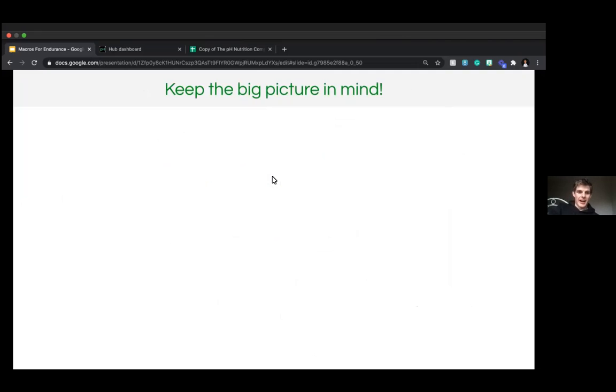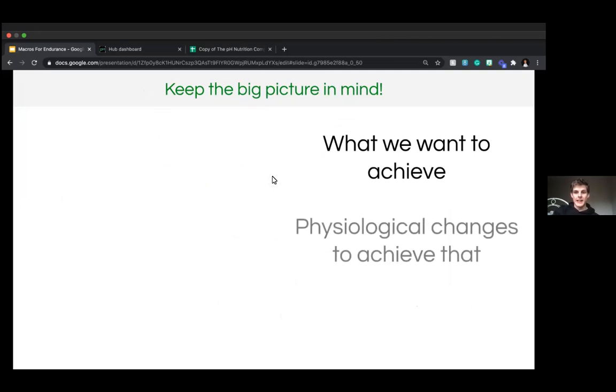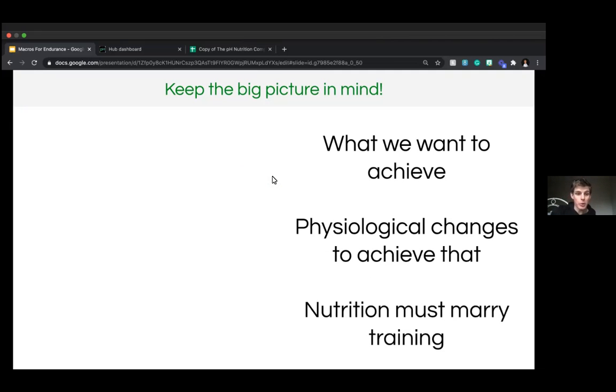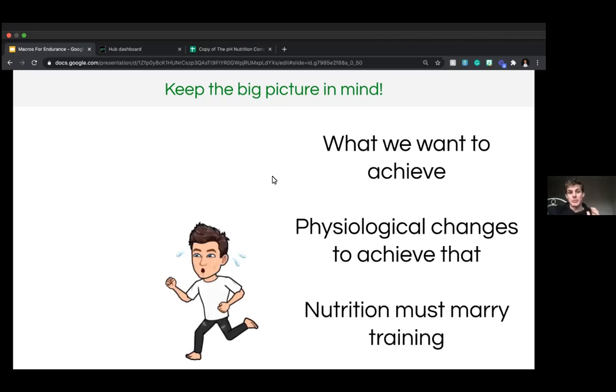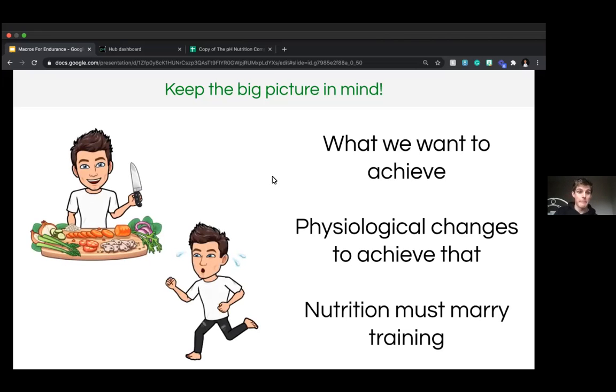Keeping the big picture in mind, this is the first top-down approach that we want to look at. So we want to look at what we want to achieve. And so if you are moving from strength, functional fitness into endurance work, something that you're probably going to want to improve on is your aerobic capacity. So we need to think about, okay, cool, that's what we want to look at. How do we make the physiological changes we need to achieve that? How do we make that from a training point of view? And then how do we make that from a nutrition point of view? And making sure that they marry each other.